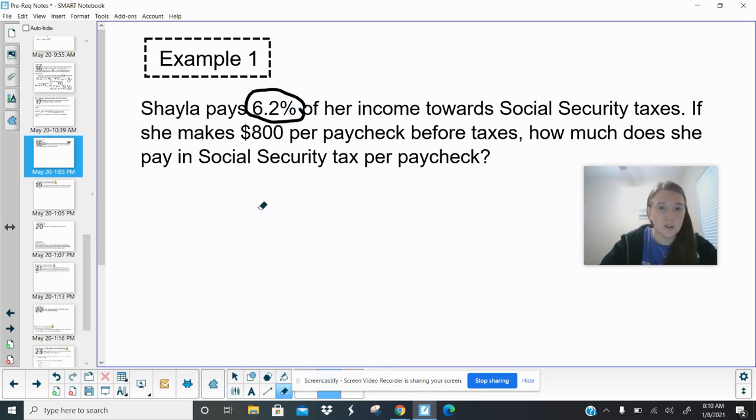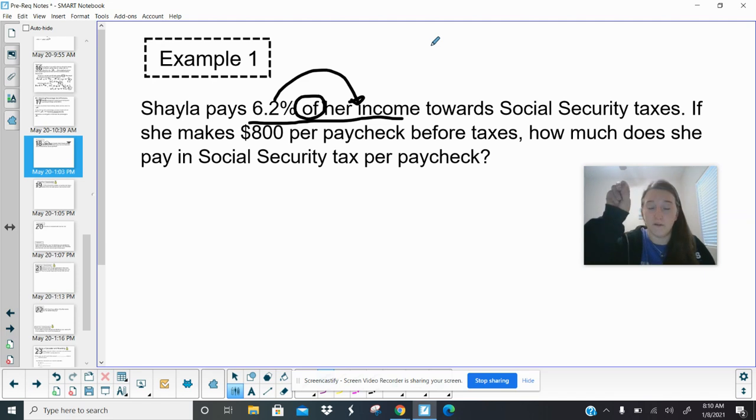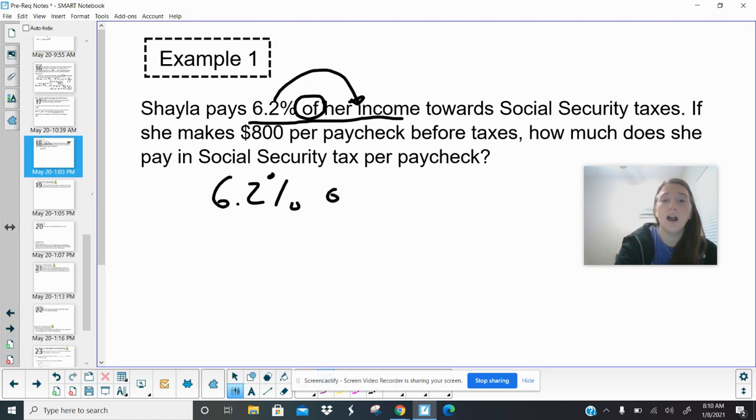Now, what we have to do here is be very careful when we read this. It says she pays 6.2% of her income. This is what we need to focus on: the of. What is the percentage of? Now, what is her income? It tells us $800 per paycheck. That's her income. So this 6.2% is going to be of her income, which happens to be $800.